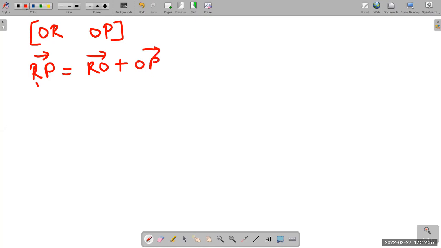And what does this mean? You start off at point R, you move to point O. And remember, O is the same position. So it's almost like you're doing two things at once. Once you reach O, you could then go from O straight over to P. That is what we call the triangular law. And just to draw, to make sure you understand, let's say this is my R, let's say this is my P.